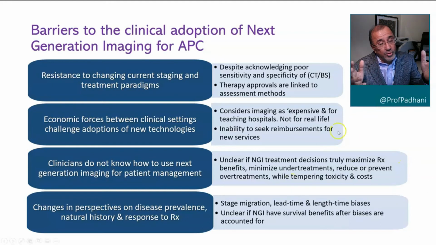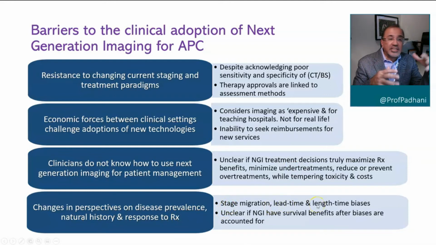There are economic forces that drive the use of conventional imaging for prostate cancer because it's difficult to get reimbursement for these new technologies. There are other issues because clinicians don't know how to use next-generation imaging for patient management. And of course, there are changes in the perspectives of the disease resulting from stage migration, from lead time, and of course from length time biases.